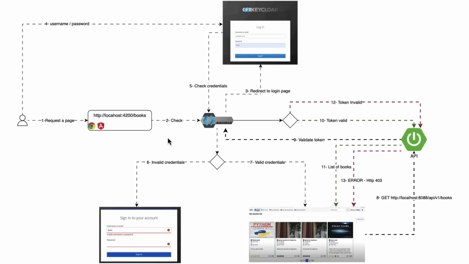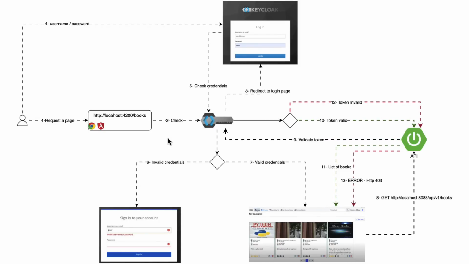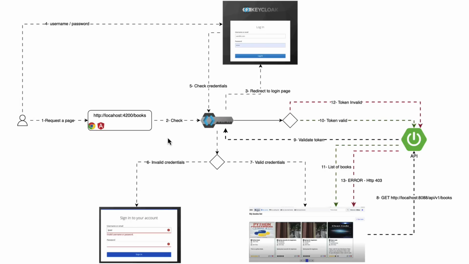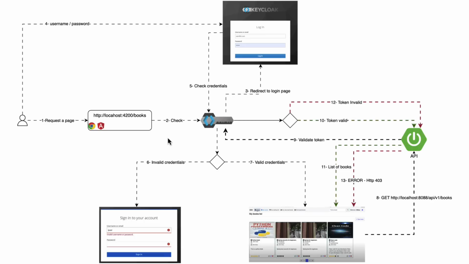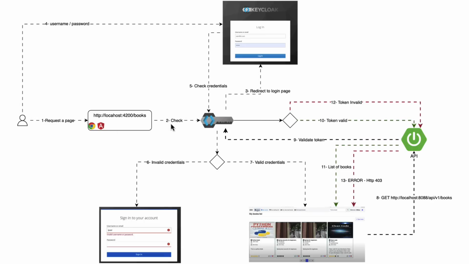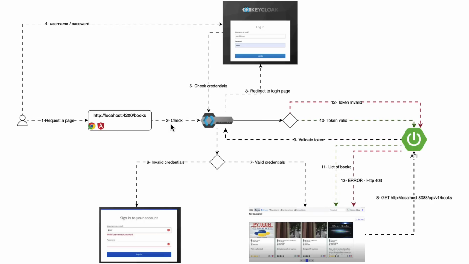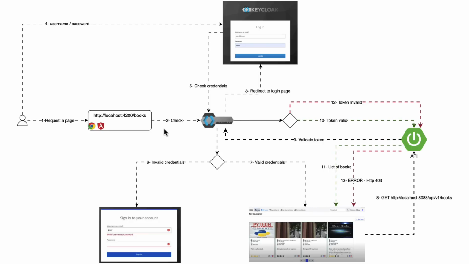Alright, now let's understand the new authorization and authentication flow with Keycloak. So I tried to simplify this diagram as much as possible to make it easy to understand and easy to follow. All you need to do is follow the numbers of the steps in this diagram. First, let's start with a user requesting a page.